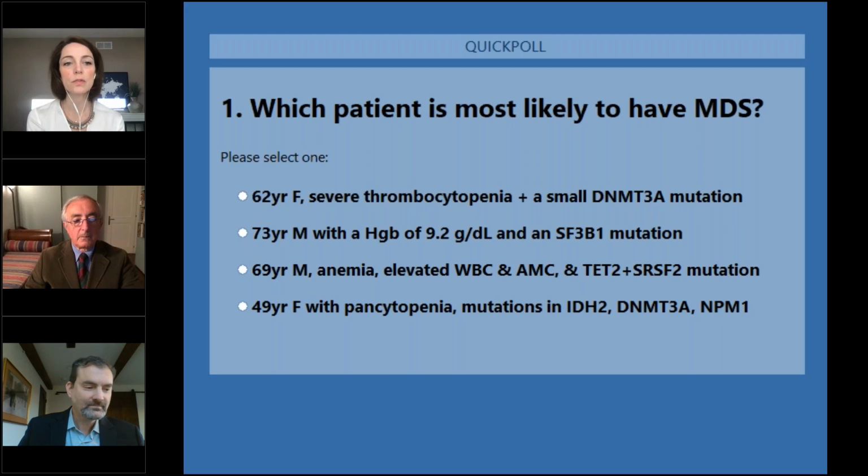A 62-year-old female with severe thrombocytopenia and a small DNMT3A mutation, a 73-year-old male with a hemoglobin of 9.2 grams per deciliter and an SF3B1 mutation, a 69-year-old male with anemia, elevated white count and absolute monocyte count, and TET2 and SRSF2 mutations, or a 49-year-old female with pancytopenia, mutations in IDH2, DNMT3A, and NPM1.